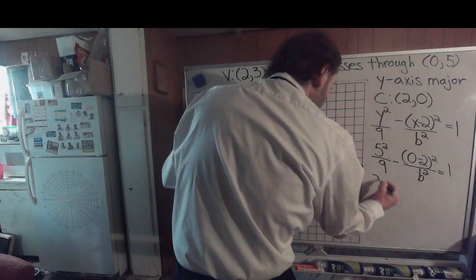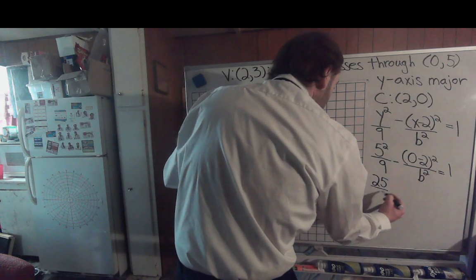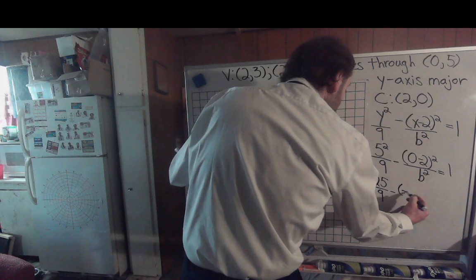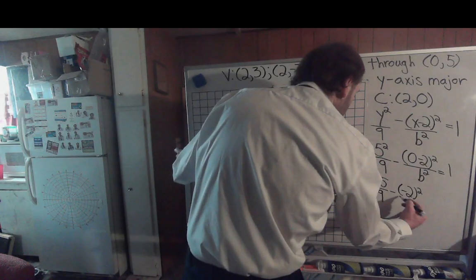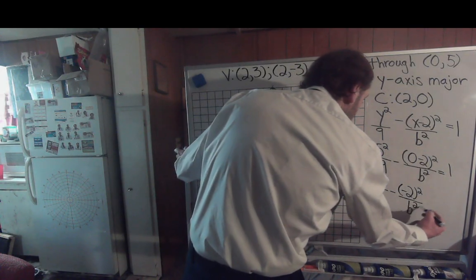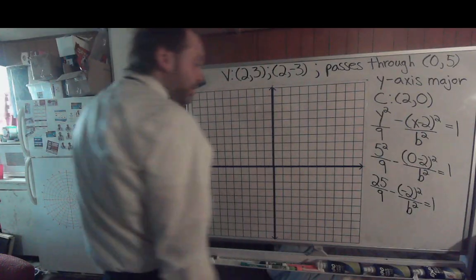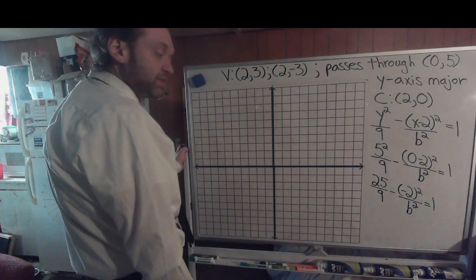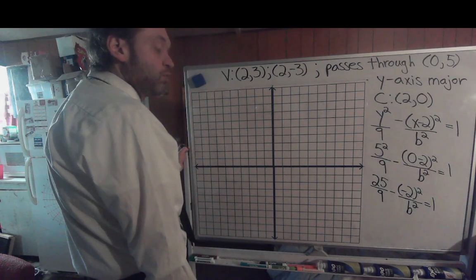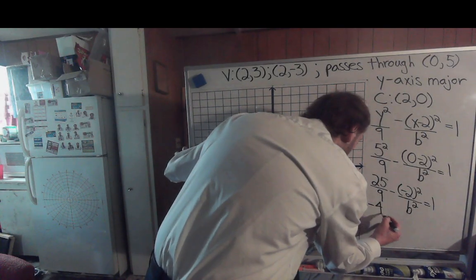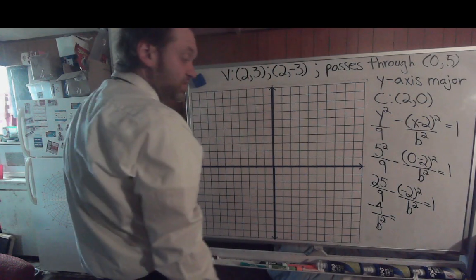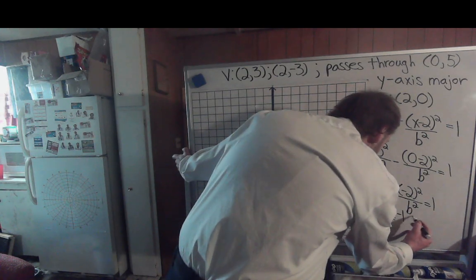So that means 25 over 9 minus that negative 2 squared over b squared equals 1. Okay. So what is 1 minus 25 ninths? Well, this just turned into negative 4 over b squared equals negative 16 ninths.